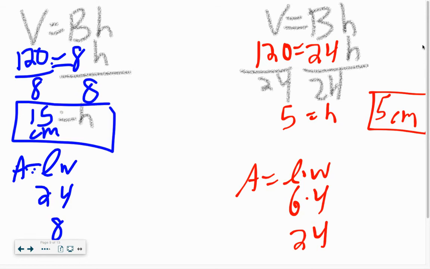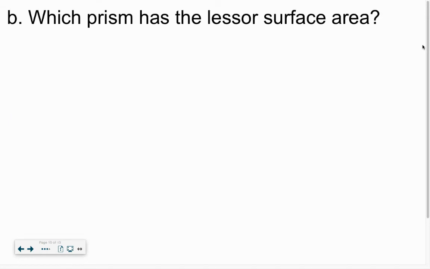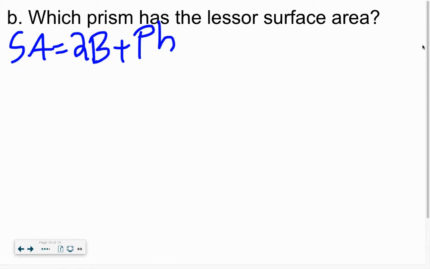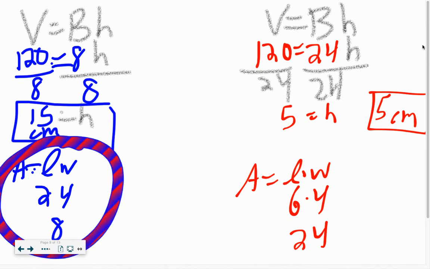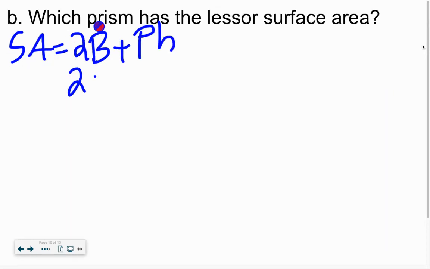The second question on that page I have over here: which prism has the lesser surface area? Oh boy. So the surface area formula for a prism was 2 big B plus pH. It's a big formula, but we've done a lot of the work already because we've got 2 times the area of the base, which we already did the work over here. So you don't have to show me the work again because it's a 2-part question. Just plug it on in for the area of the base. That's where that 8's coming from.